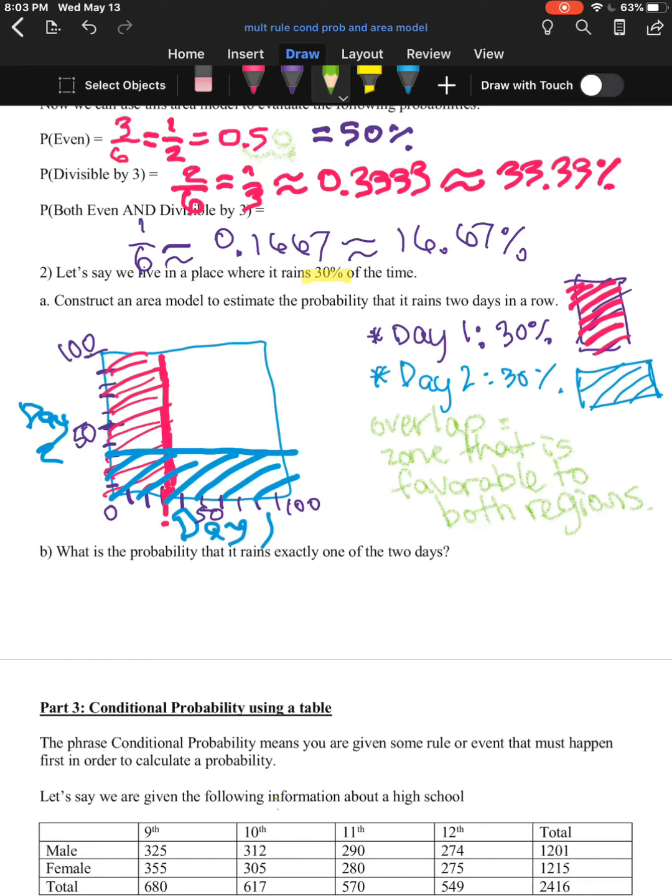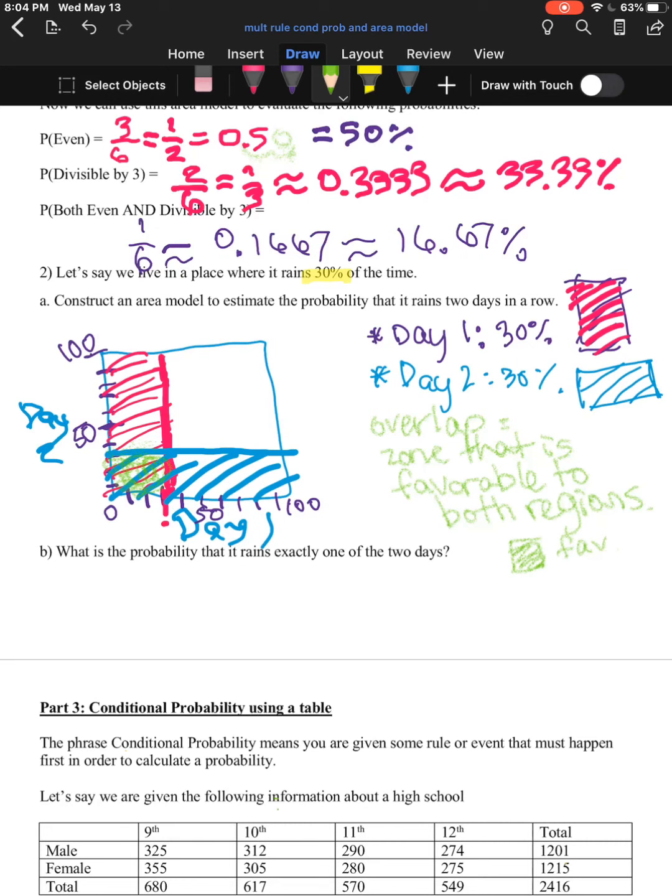So the question is, what's the probability that it's going to be raining 2 days in a row if it only rains 30% of the time? You're going to want to look for the overlap. So what is the area of our overlap? So for area, you use literally an area model. What is our favorable zone? The green zone has dimensions, how many tick marks, because we're all tick marks across the top and bottom, the sides, everything is tick marks. We've got a zone that looks like this. This is going to be our favorable zone.